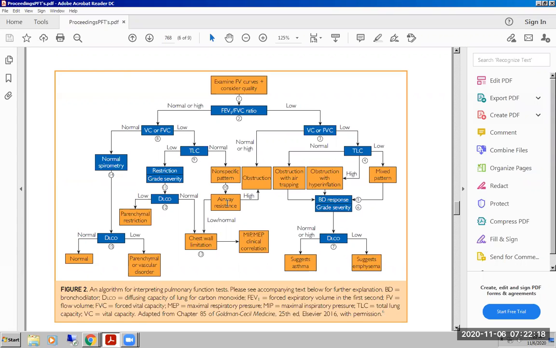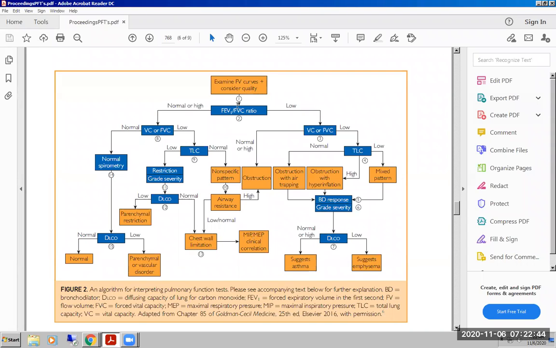And if the RAW is high, then that nonspecific pattern moves towards obstruction. If that RAW pattern is low or normal, it moves to chest wall limitation. Then you go to your bugle pressures to kind of confirm or deny what's going on there. And you can find ALS this way, guys. This algorithm will lead you right to ALS right down here.